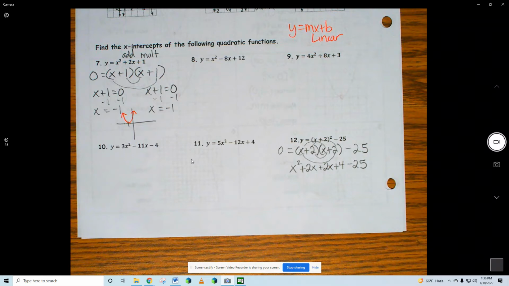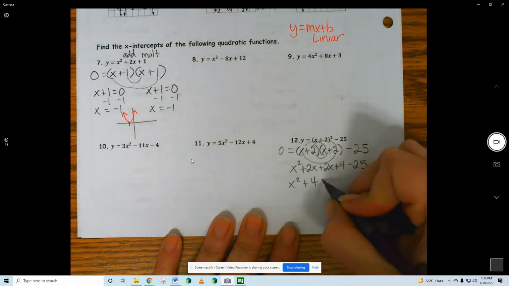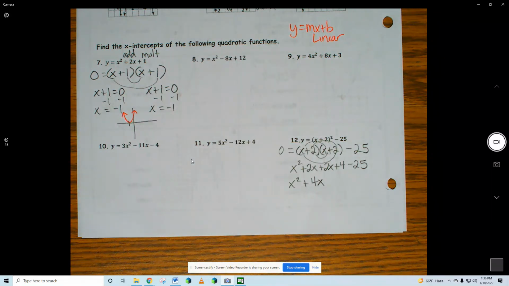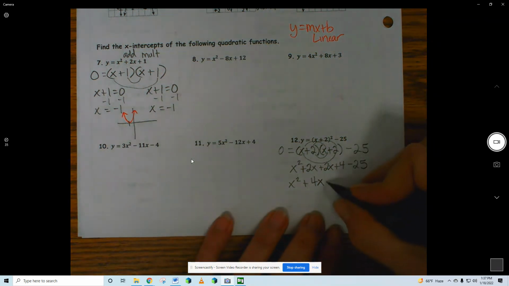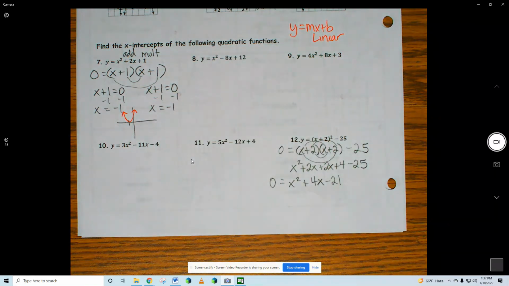Okay. Combine like terms. Get it into a trinomial. 2x and 2x, are those like terms? 4 and negative 25, those are like terms? X squared plus 4x, what's 4 minus 25? Negative 21. All right, negative 21. Now, I need two numbers that multiply, because now it's ready to go, ready to factor. Multiplies to make 21, adds up to 4.